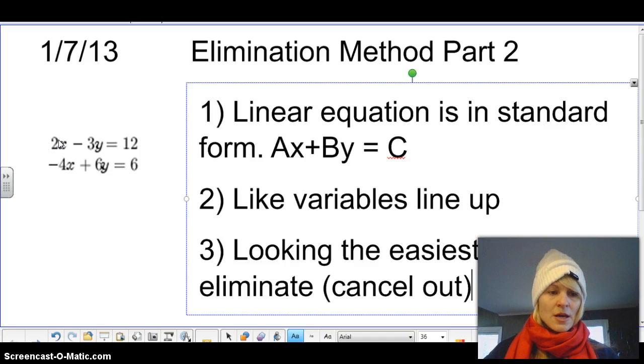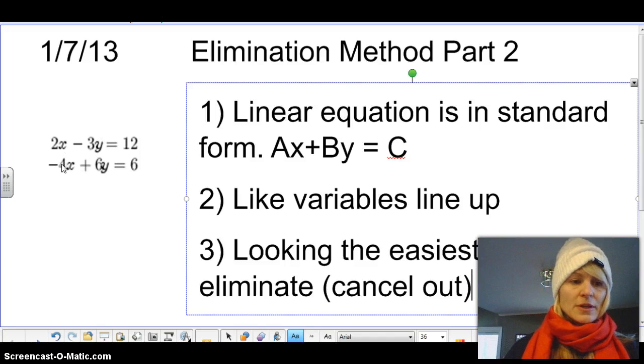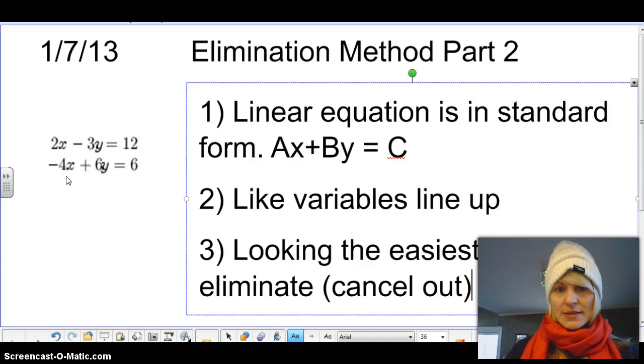So if you look here, we have 2 and negative 4x. If I add those, they won't cancel out. I have negative 3 and 6y, those won't cancel out. And I have a 2 and a 6, and those won't cancel out. So I have to look at what I can do to make either the x's cancel out or the y's cancel out. If I look at the x's, in order for them to cancel out, they need to be the same coefficient or number.